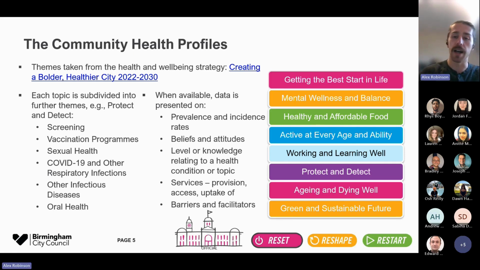Each profile looks at the health inequalities throughout the life course and the information that's presented in these themes according to the key priority areas that are identified in the health and wellbeing strategy. So that's getting the best start in life, mental wellness and balance, healthy and affordable food, active at every age and ability, working and learning well, protect to detect, aging and dying well, green and sustainable future on the side there. In addition to the profiles as well, we've also got a range of census infographics that are shared alongside them.